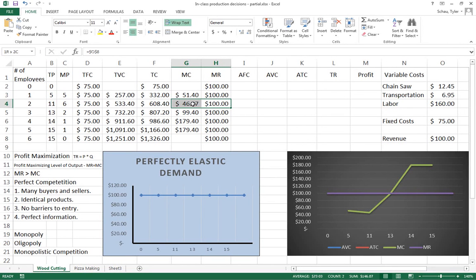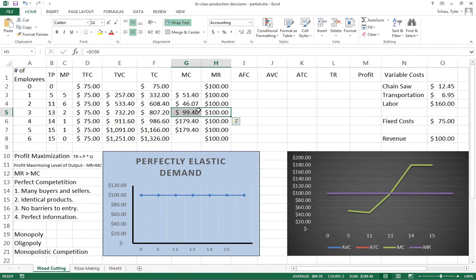And again, each cord of firewood we cut, we can sell for a lot more money than it costs us to produce it. On these last 6 that the second worker added, that's going to be even more profit. So we're going to continue to produce. And even here, marginal revenue is still greater than marginal cost, not by much.